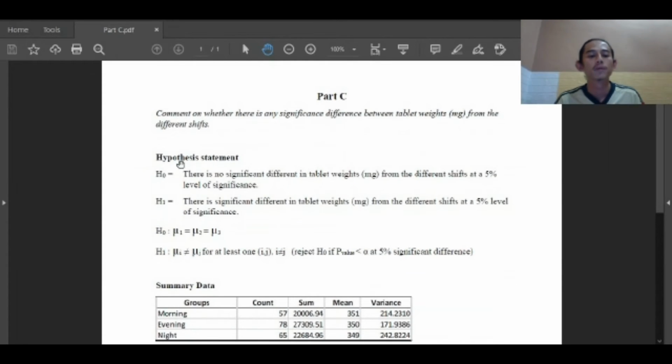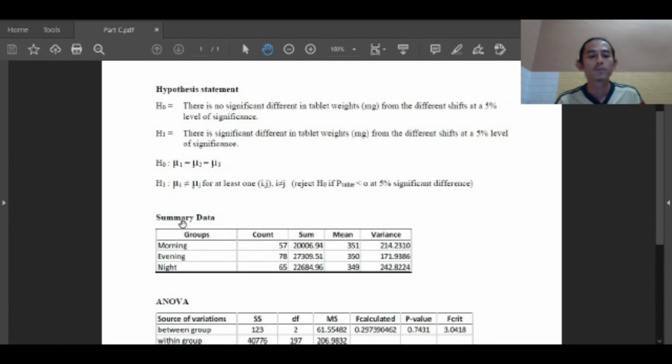First we make the hypothesis statement. H naught, there is no significant difference in tablet weights in milligram from the different shifts at a 5% level of significance, and H1, there is significant difference in tablet weight in milligram from the different shifts at a 5% level of significance. We can also write H naught as mu1 equal to mu2 equal to mu3, and H1 is mu i not equal to mu j for at least one i, j, and i not equal to j. So we reject H naught if the p value is less than alpha at 5% significance level.